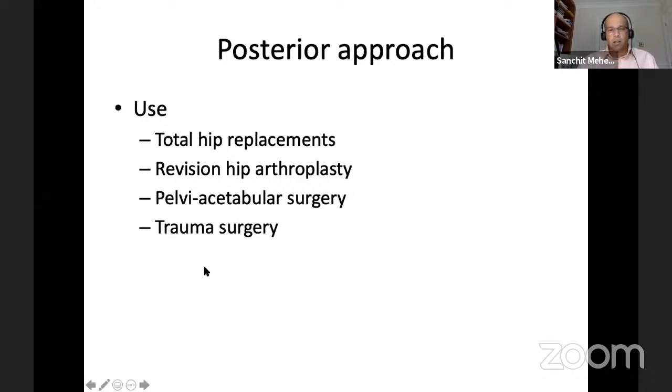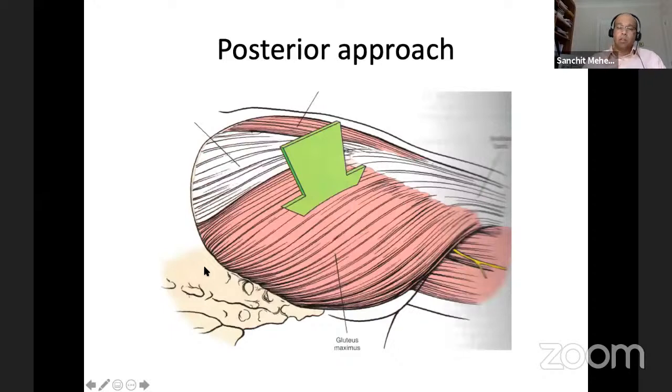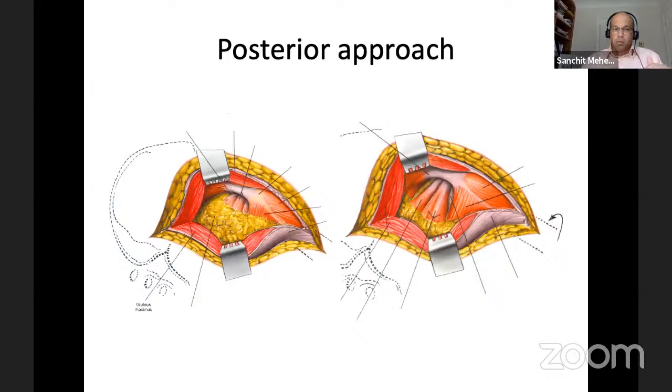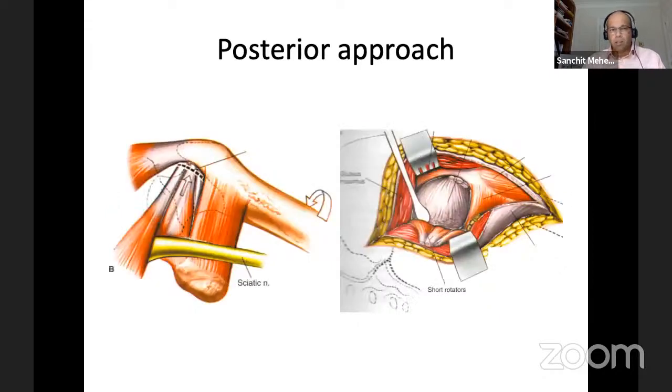So incision center of the lateral, so decubitus lateral position, you have a greater trochanteric approach, and then you split the gluteus maximus, and then your idea is to find the short external rotators. Once you found them, you tag them and then divide them, find the capsule, protect the sciatic nerve, and that's your approach done. Okay, so let's see if this works.